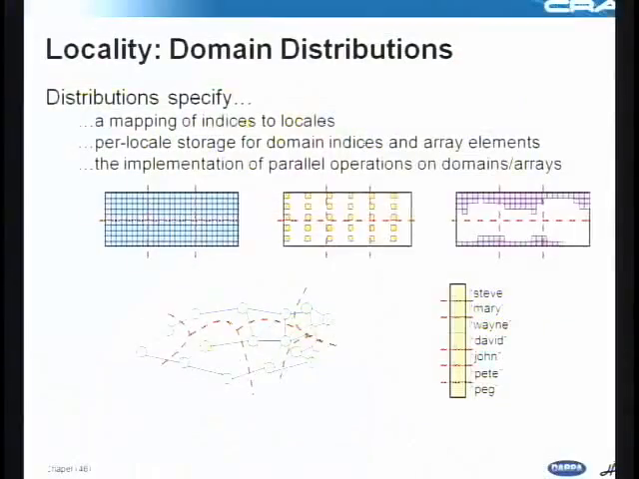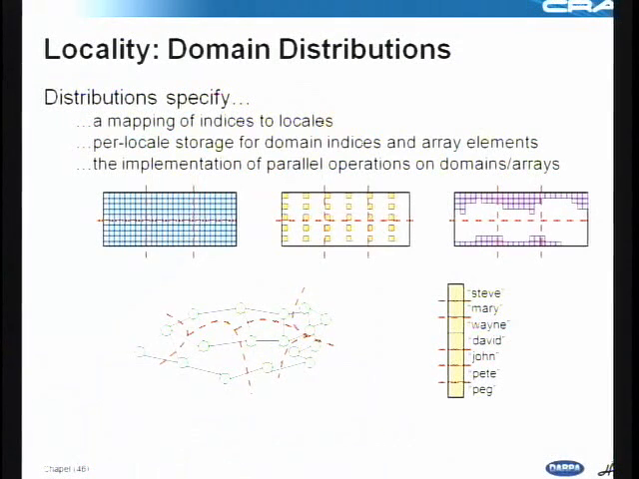In addition, it also tells me sort of a default work allocation when I start iterating over this domain or using it to slice arrays, things like that. So these distributions specify a mapping of indices to locales, how each locale should store its local indices and its array elements, and it also tells how the parallel operations on domains and arrays should be implemented. So, what should each core on each node do if I do a forall loop over this domain or this array of values?